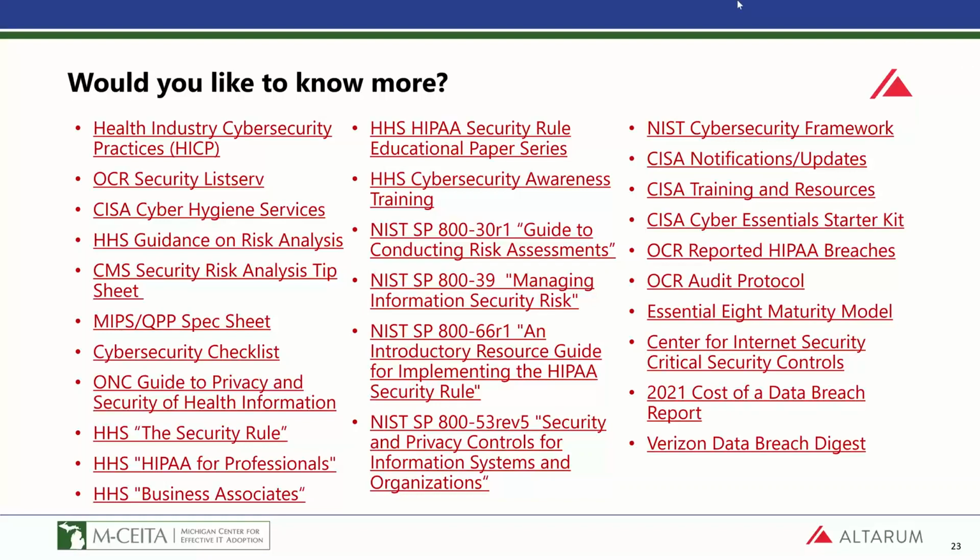Center for Internet Security has what they call the critical security controls, which provide excellent guidance to securing your IT systems. You can also look at the 2021 cost of a data breach report from IBM and the Ponemon Institute, and the Verizon Data Breach Digest provides reviews of different case studies on data breaches that are investigated by the Verizon security team, and can be very interesting and informative reading.